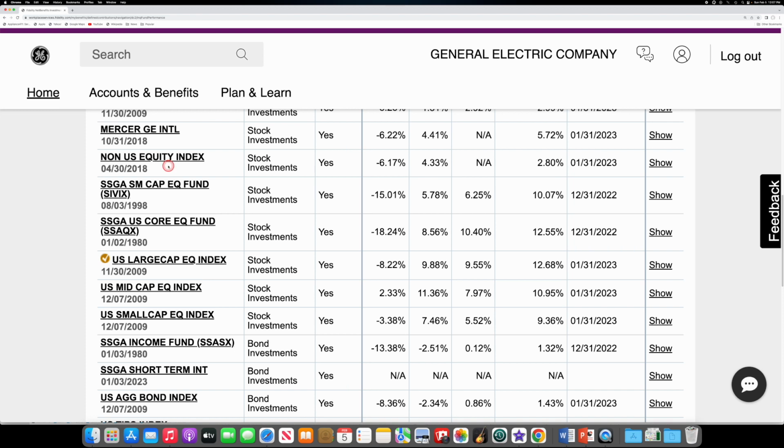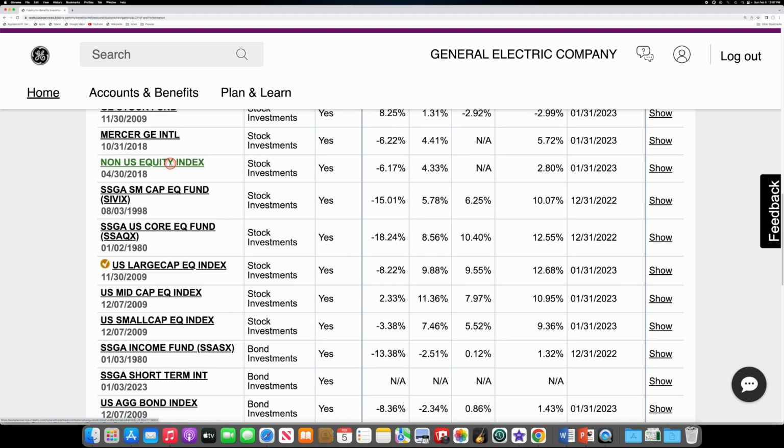Why didn't I put all of my money in the U.S. Large Cap Equity Index or all of it in the U.S. Mid Cap Equity Index? I like to diversify my 401k, so I want some of my money in small cap. So small cap means small company stocks. Mid cap, medium-sized company stocks. Large cap, large companies. That's the Ford Motor Companies, the Apple, the Amazons.